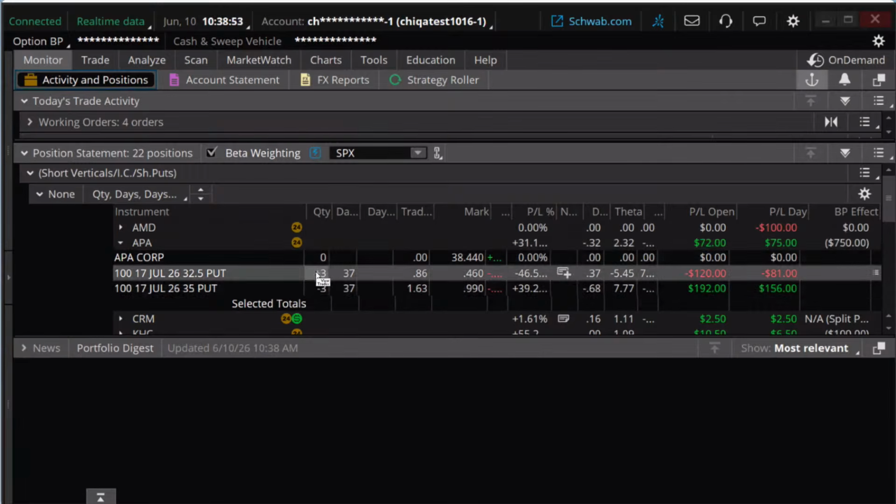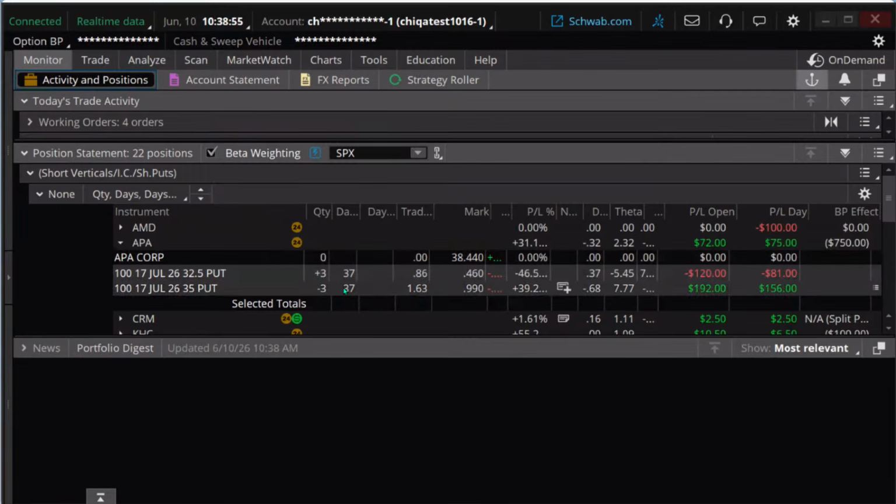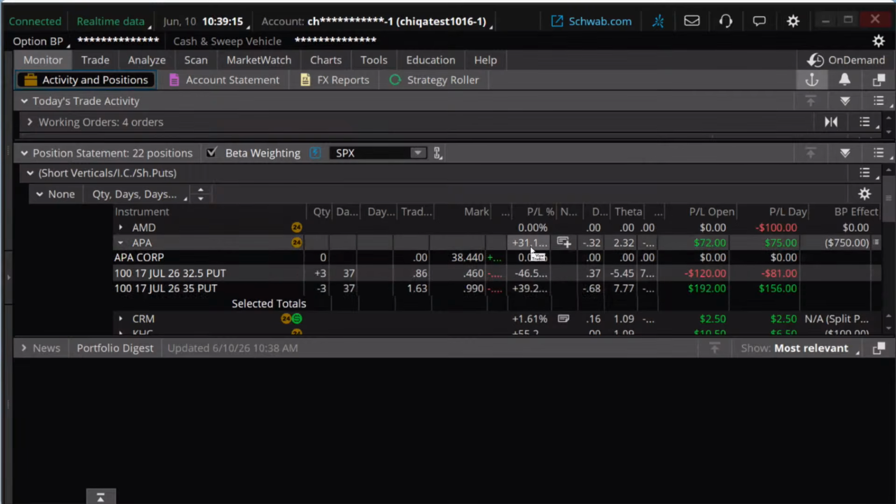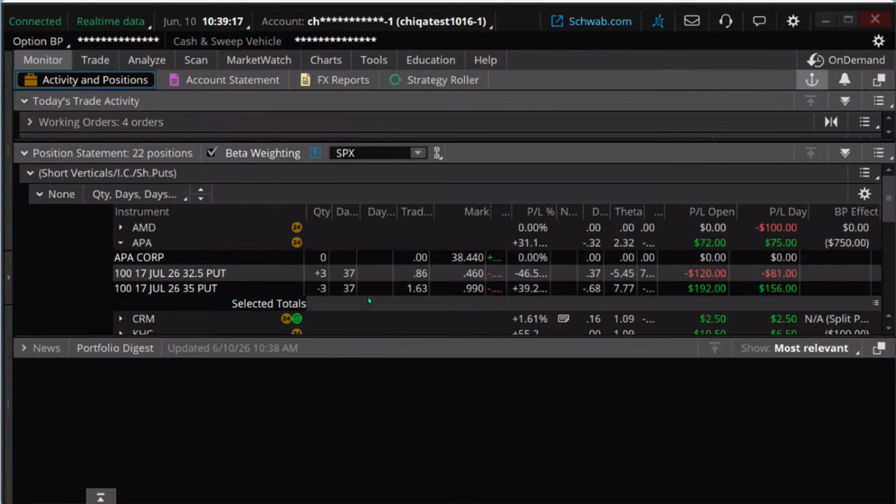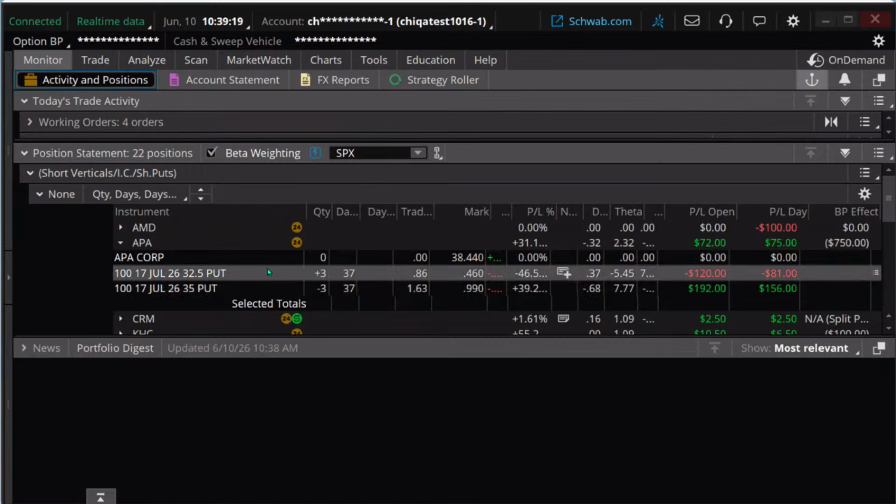So the only other reason we would get out of this, if we're not near expiration and things are going well and we're still bullish, is if we've made most everything we can make. If we've made 80% is often the number we'll look at on these verticals. Well, we're not at 80%, okay? We're at 31% right now. So I'm going to just stick with that, okay?